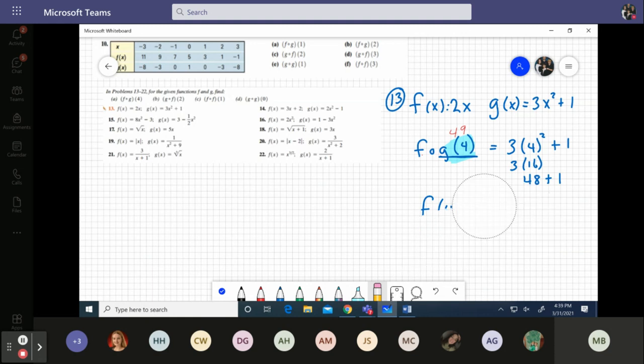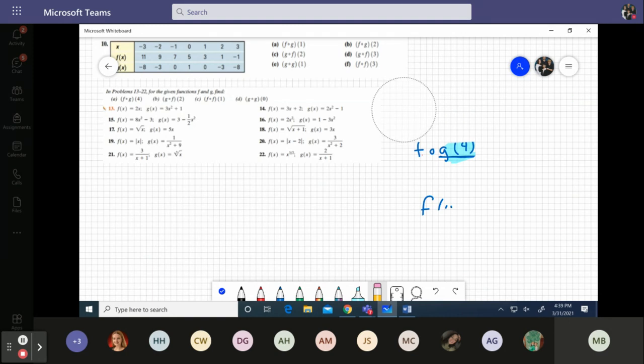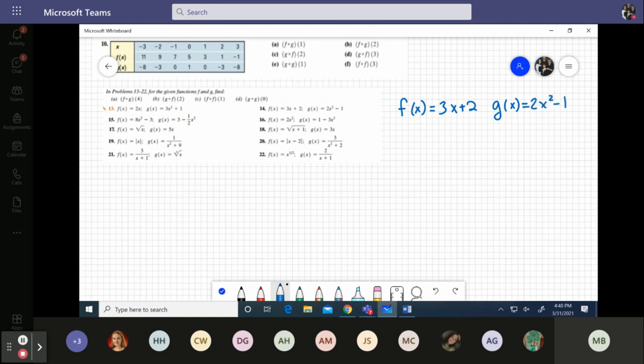About 14. f of x is 3x plus 2. g of x is 2x squared minus 1. And we'll do, how about g of f of 2?